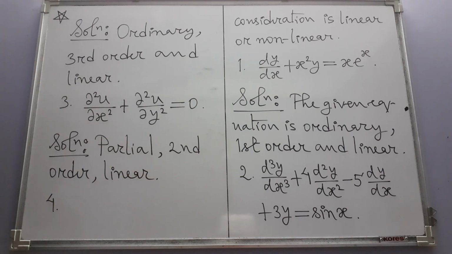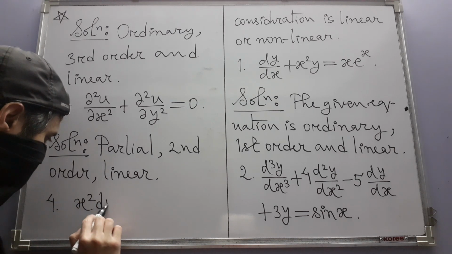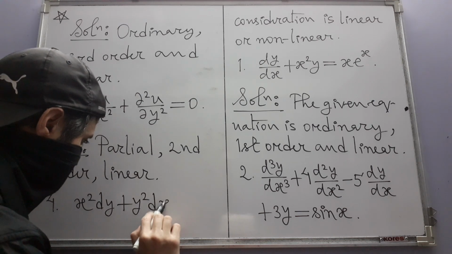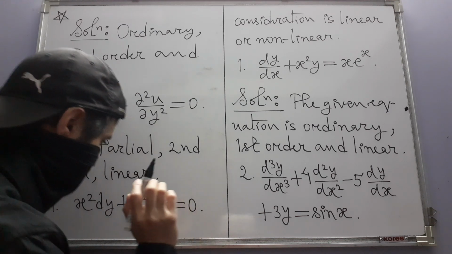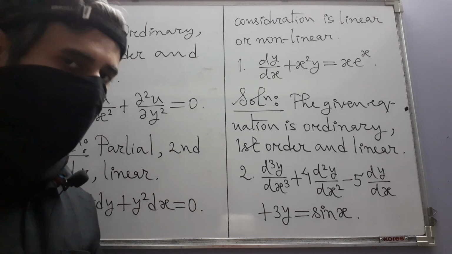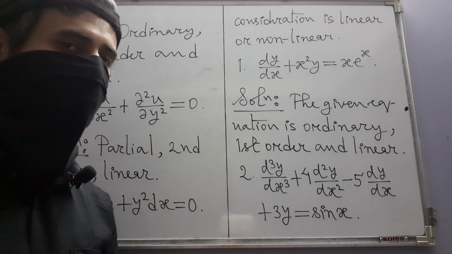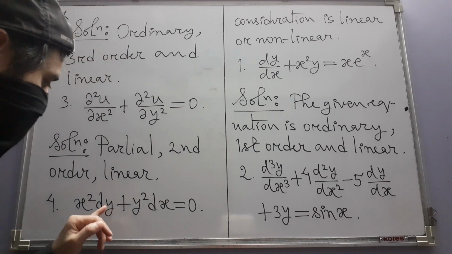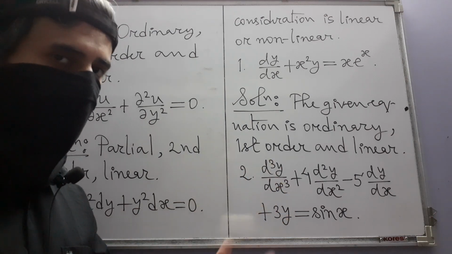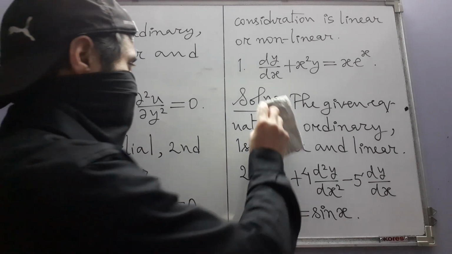Next, x squared dy plus y squared dx equals 0. It's not exactly given as a differential equation, but I mean it is, but it's expressed in differential form involving the differentials dy and dx. It is equivalent to an ordinary differential equation. First of all, we have to write that.